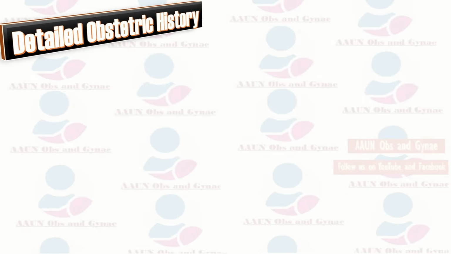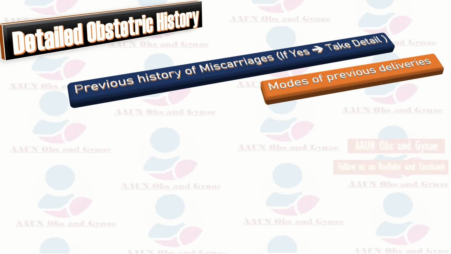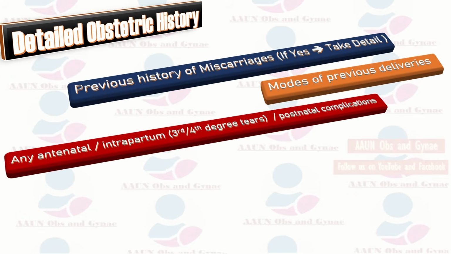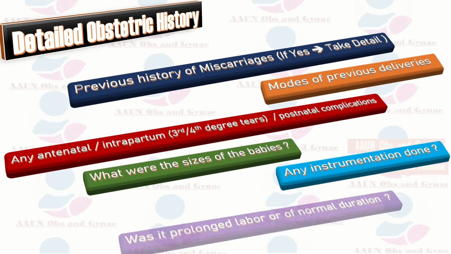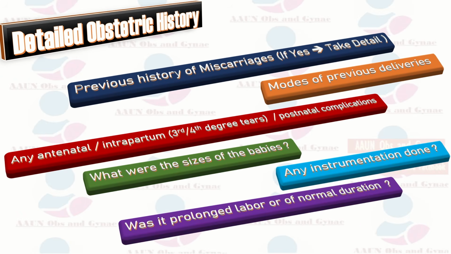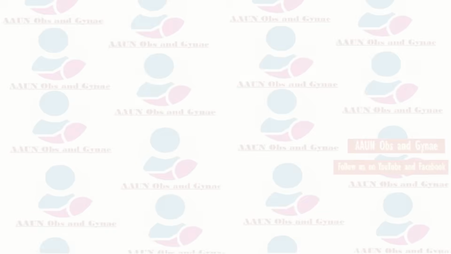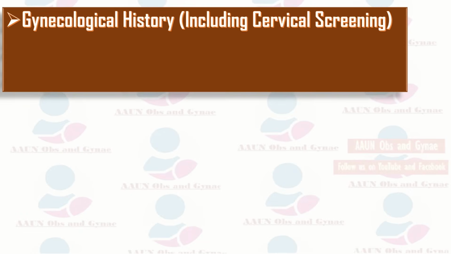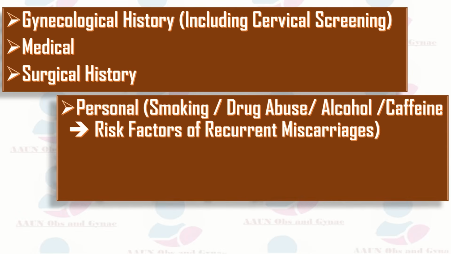Take the detailed obstetric history, like previous history of the miscarriages, mode of the previous deliveries, any antenatal, intrapartum, and postnatal complications, what were the sizes of the baby, any instrumentation done, was it prolonged labor or of normal duration, any episiotomy done or not. Take the gynecological history, including the cervical screening. Take the medical and the surgical history, the personal history of the smoking, the drug abuse, alcohol, and caffeine, which are also the risk factors for recurrent miscarriages.